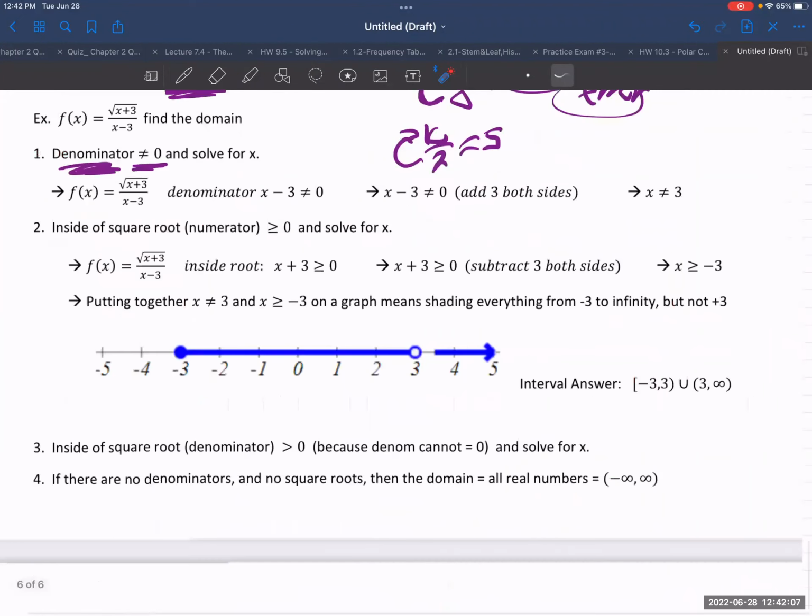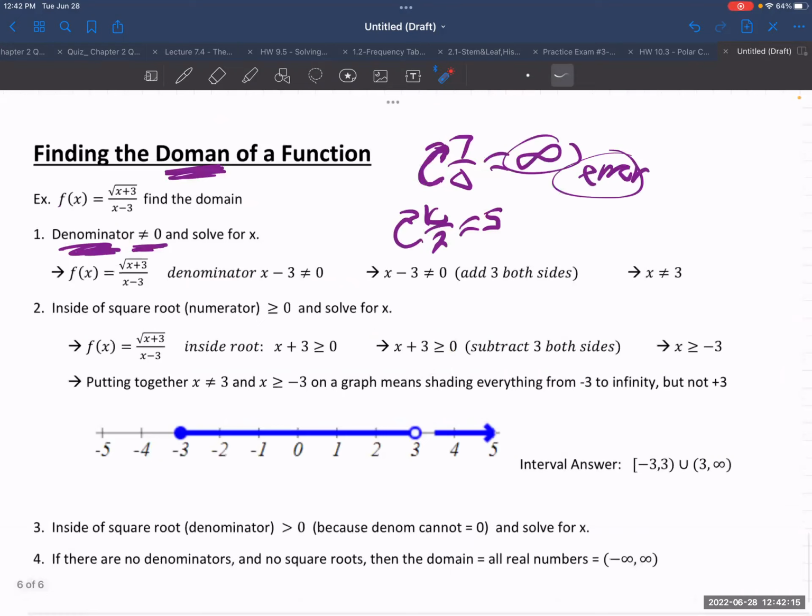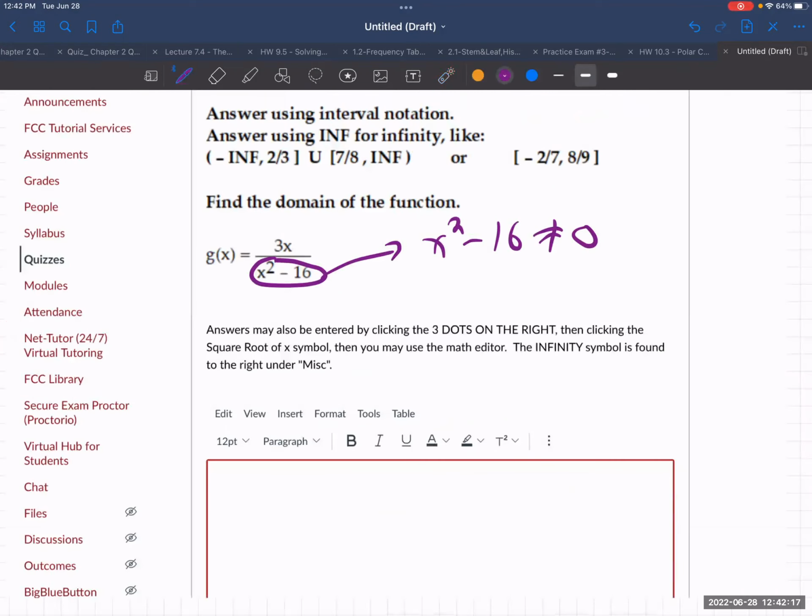In fact, that's all we're going to do on this. I'm going to finish it now, but I wanted to show you we don't have a number 2 because that's about square roots. We don't have any square roots. And there's nothing here about the numerator, is there? So that's all we're going to do. But now how do you solve this? You've got to finish it.